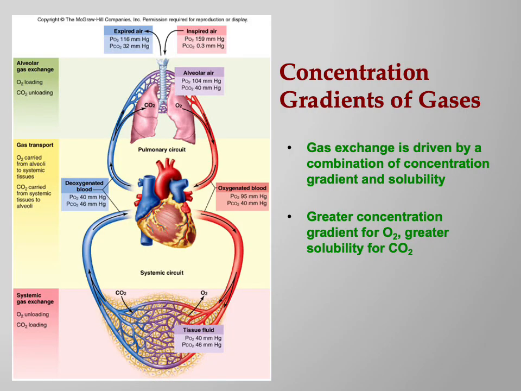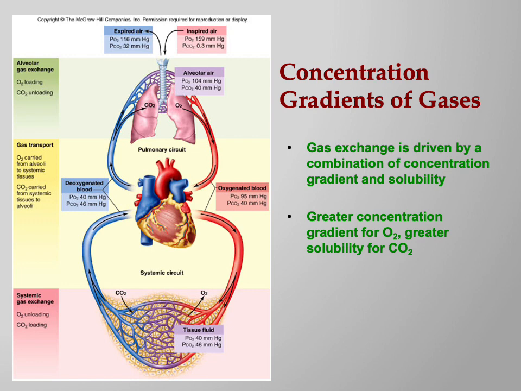All right, so here you go. This diagram, this illustration on the left, oh my God. You should sit down and spend, seriously, about 15 minutes with this. And just look at how the differences in pressure, the tissue fluid, systemic gas exchange, deoxygenated blood, alveolar gas exchange, gas transport, expired air, inspired air, alveolar air, oxygenated blood. This is how oxygen and carbon dioxide are moving around. It's always because of the pressures. Just look at the pressures and you can figure out which way things are going to go.